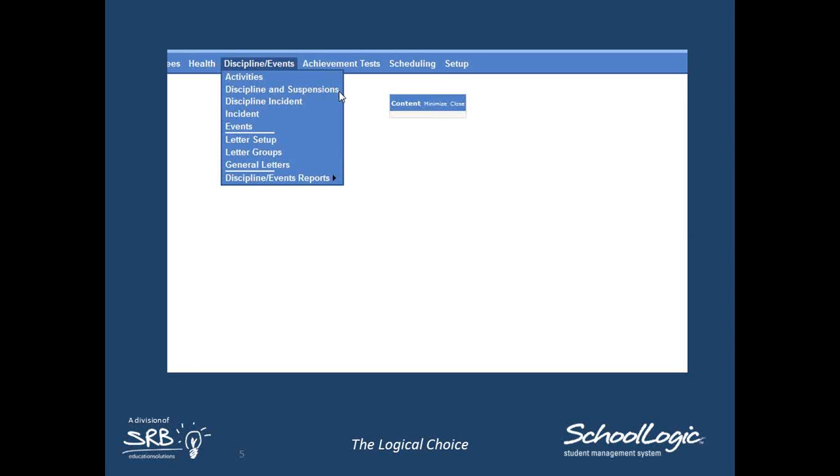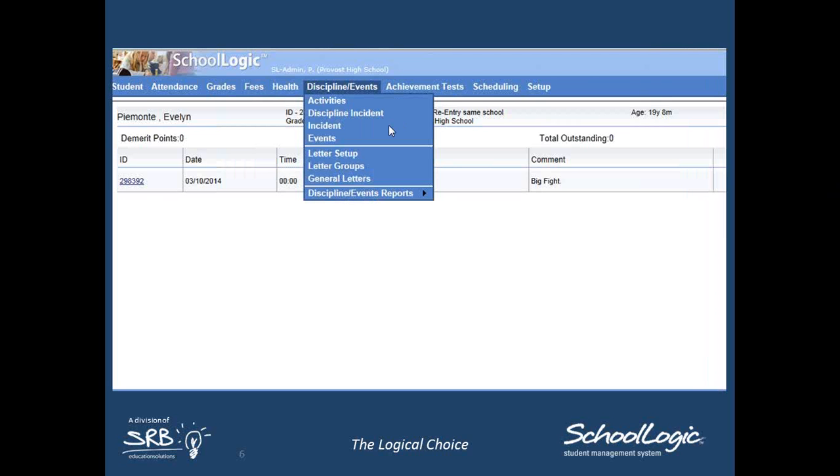Once you make your choice, we recommend that you use security settings to make the other one disappear from the menu, like you see here. In security settings, I went in there and I hid discipline and suspensions. So now my operators only get one choice, discipline incident. This is the modern choice. You can track a far greater amount of details per incident. You can have multiple perpetrators, multiple victims, multiple witnesses, multiple infractions, and multiple punishments, all out of this.